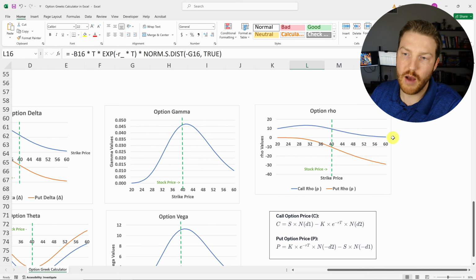And the put is going to operate similarly. So my Rho value is a higher negative number the more in the money I am, right? I can sell something for $60 that's really only worth $40. So I'm deep in the money. And then as I move closer and closer to the money, my Rho value becomes less and less negative. And eventually when I get deep out of the money, my Rho value approaches 0.